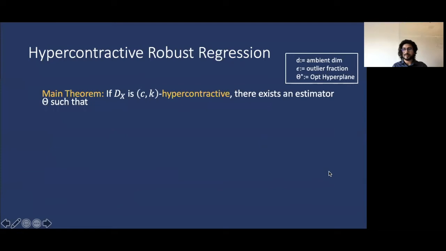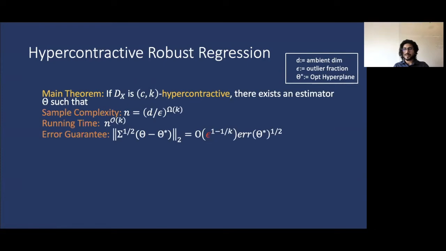Okay, so with that in mind, I'll describe what our main result is. It says the following. If the distribution over the x's, which I denote by D sub x, is (C, k) hypercontractive, there exists an estimator theta with the following properties. The number of samples required to compute this estimator is d over epsilon to the omega of k. The running time required to compute this estimator is n to the O of k. And the error guarantee that we get is that the function of epsilon is epsilon to the 1 minus 1 over k times the least squares error. And this is an upper bound on how close theta is to theta star, where theta star is the optimal hyperplane in this scaled L2 norm.